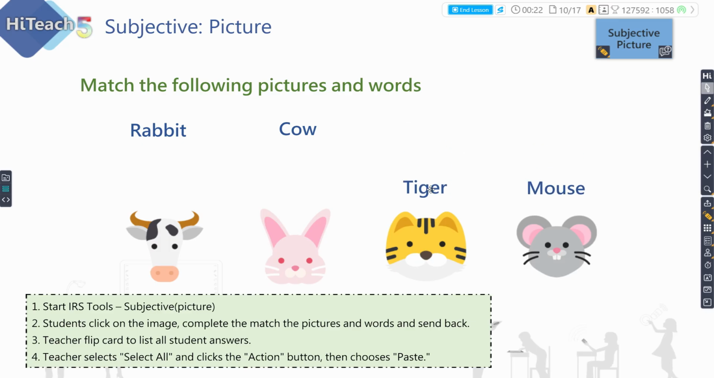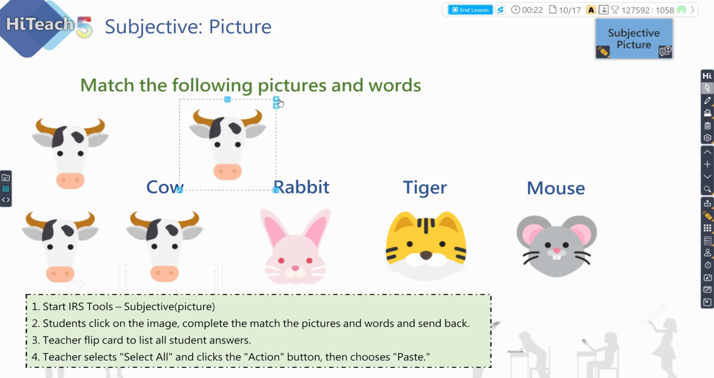In whiteboard mode, these objects can be locked, moved, enlarged, shrunk, rotated, mirrored, or set to infinite copy. This allows you to leverage HiTeach's powerful interactive features.